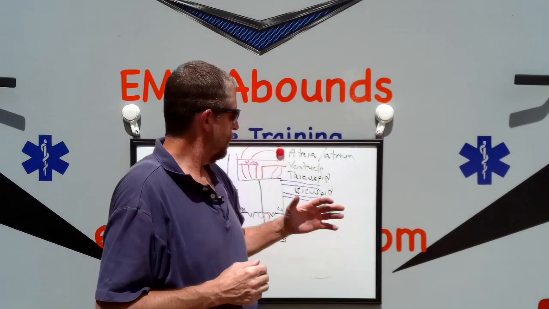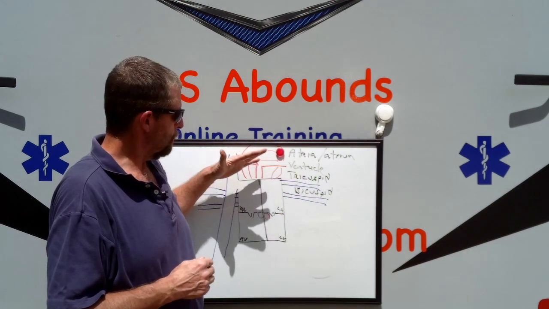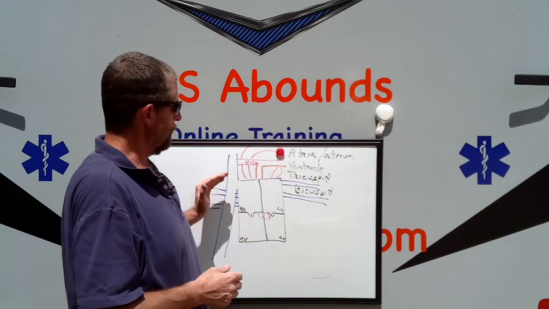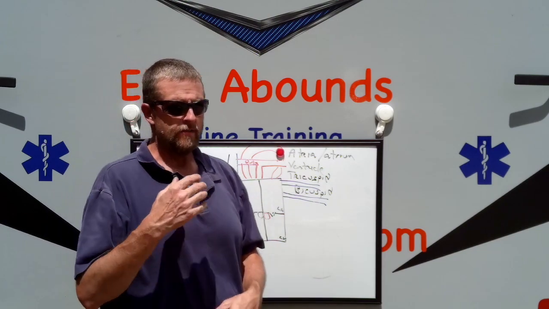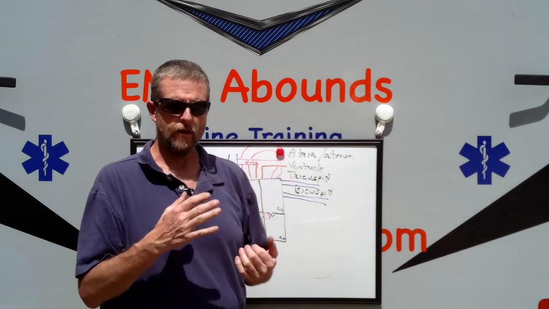Okay, so I've already said that the job of the atrium is to preload the ventricles. And that's actually the term, preload. The amount of blood coming into the right side of the heart that's filling that right ventricle to be moved into the lungs is called preload.